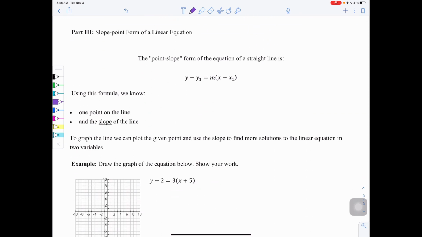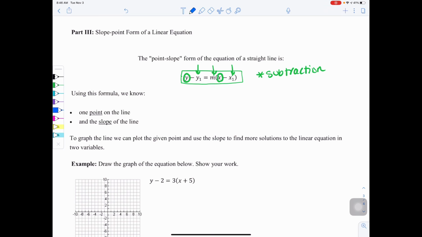So this is different than y equals mx plus b form. The point slope form of the equation of a straight line is this formula that you see here. The y always stays. This x always stays. y1, m, and x1 will all be numbers. And it's important to note in the formula that we have subtraction used. So that's going to help us later when we're trying to figure out the points.